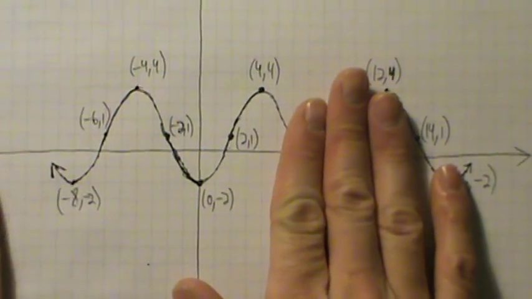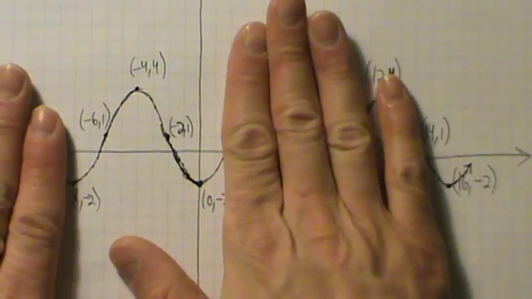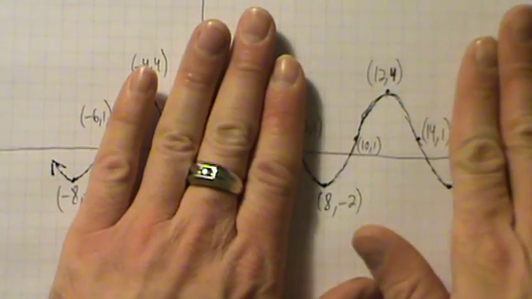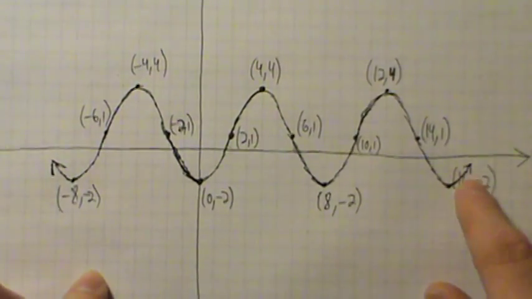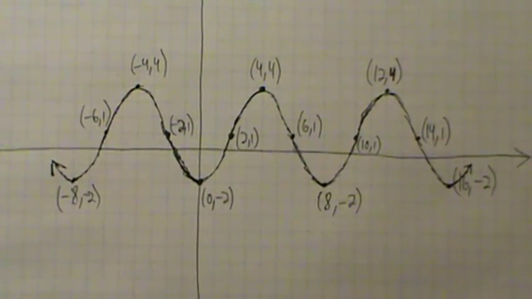Okay, so here's 3 complete cycles. Right here, from here to here is 1 cycle, here to here is another cycle, and then here to here is our third cycle. And of course we want to extend a little bit in either direction to just show that the graph goes infinitely far in both directions. So that's it for this example.